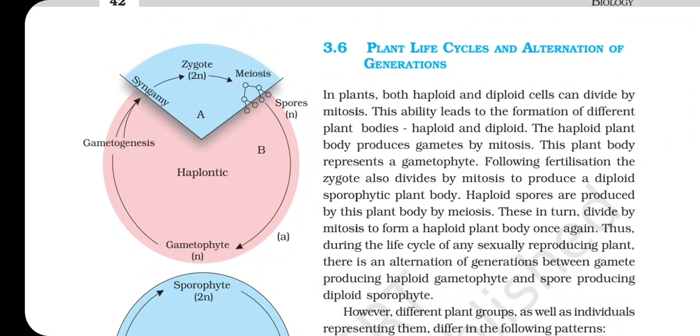Once again, thus, during the life cycle of any sexually reproducing plant, there is an alternation of generations between the gamete-producing haploid gametophyte and the spore-producing diploid sporophyte.